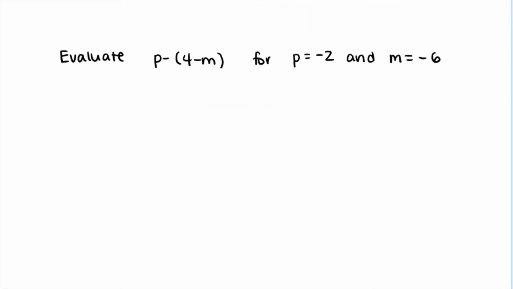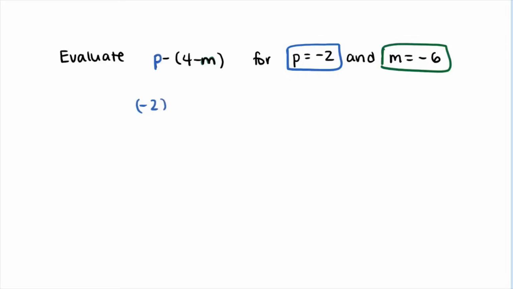So let's do this again for p minus (4 minus m). I encourage you to try this example out yourself first. So here, I'm going to use blue for p and green for m. We're saying p can be replaced with negative 2, and m can be replaced with negative 6. So this gives us negative 2.